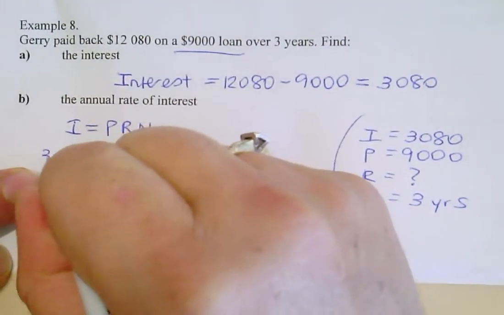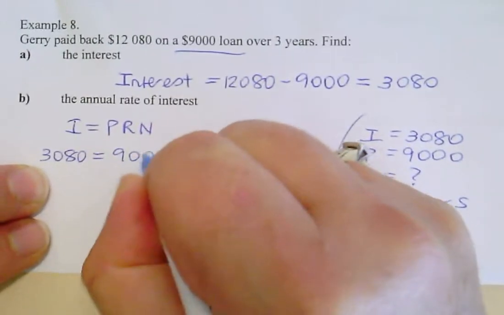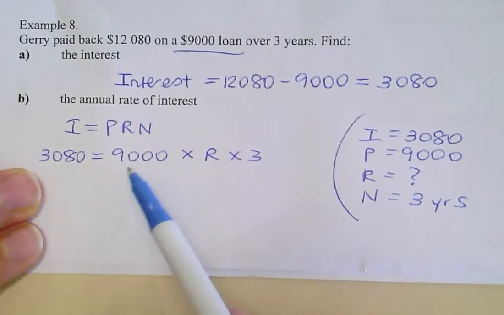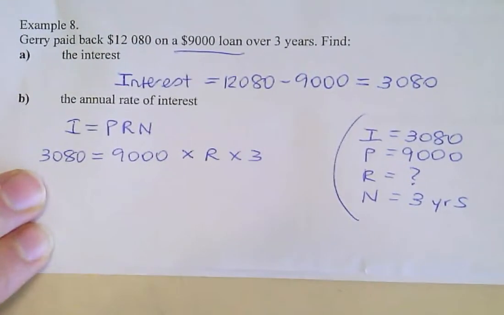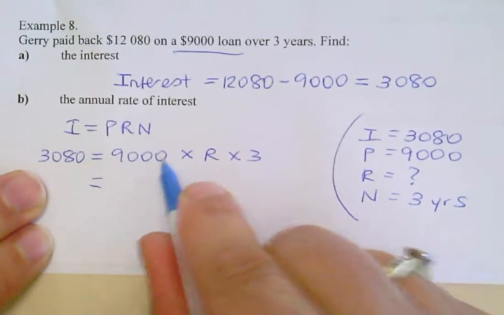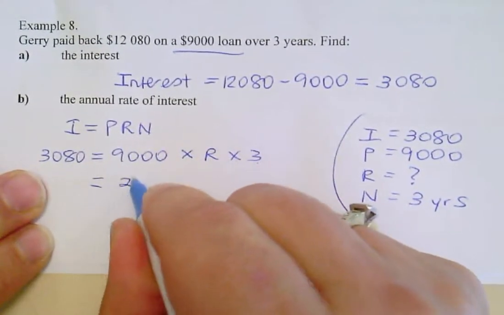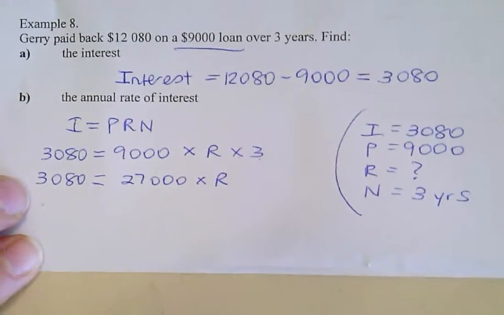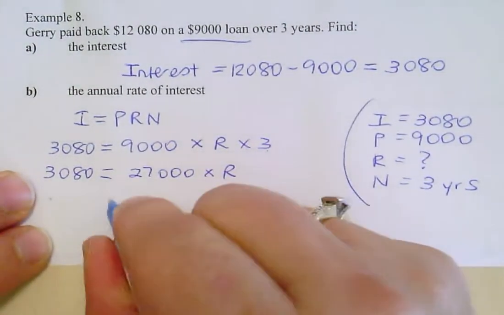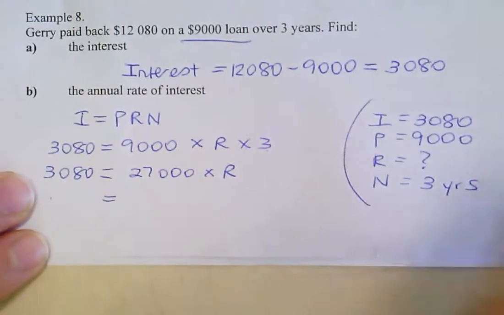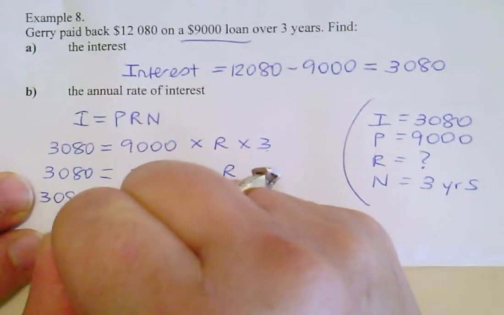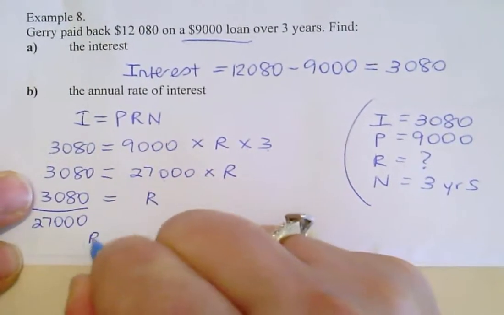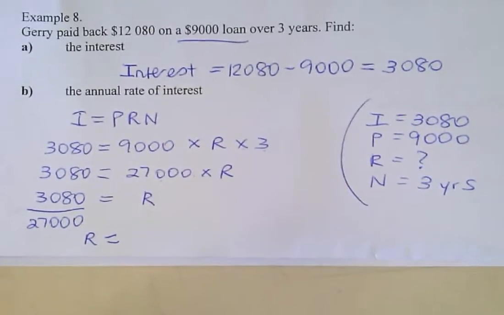So let's substitute. 3,080 equals 9,000 times R times N. Let's look at the right-hand side. It doesn't matter which order you multiply numbers in. I can do 9,000 times 3, which is 27,000, times R, is 3,080. And how do I find R? Divide or multiply? Divide, because it's R times 27,000. The opposite of multiplying by 27,000 is to divide by 27,000.